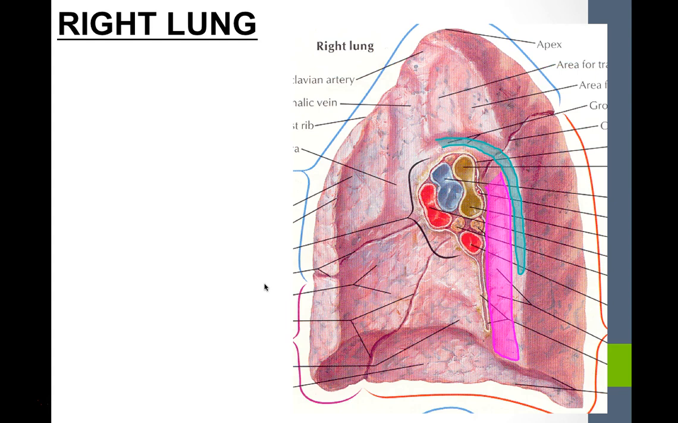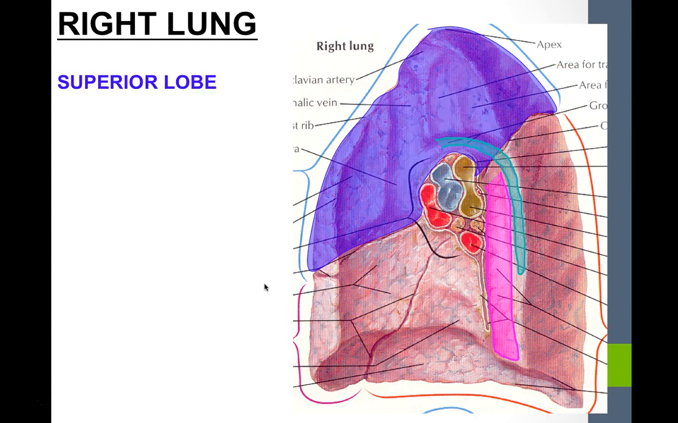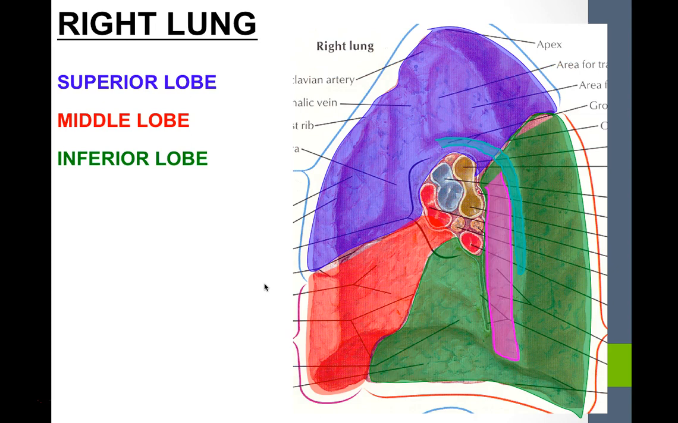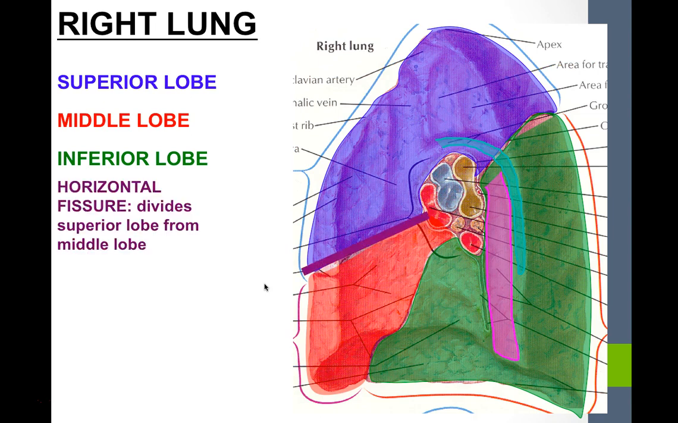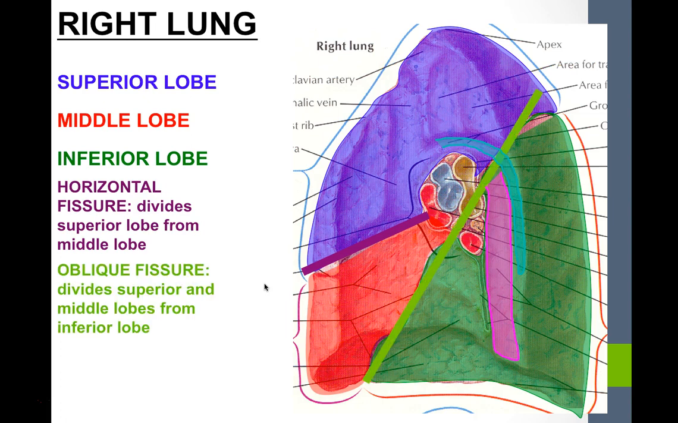So here is a view of your right lung. We have three lobes here: a superior or upper lobe, a middle lobe, and an inferior lobe, also known as your lower lobe. Some other structures here: separating your superior lobe from your middle lobe would be your horizontal fissure, and separating your superior and middle lobes from your inferior lobe would be your oblique fissure.